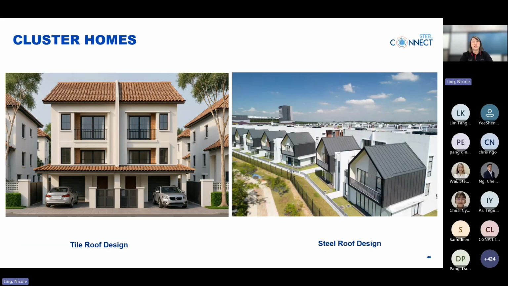Now let's move on to the cluster home design. Cluster homes typically have compact layouts compared with semi-D design, not just side-by-side walls, but often back to back as well. Roof design is coordinated across multiple units, not treated individually. As a result, the choice of roofing system and structural design have a direct impact on construction costs, installation speed, and overall visual consistency.